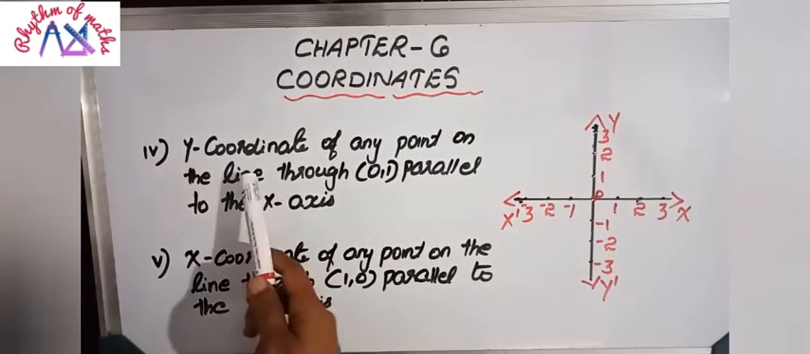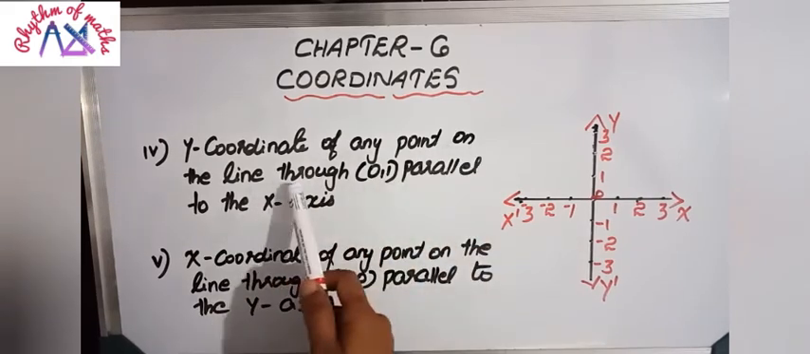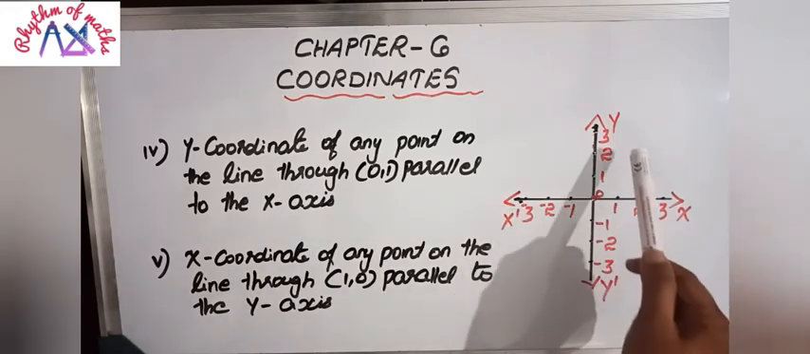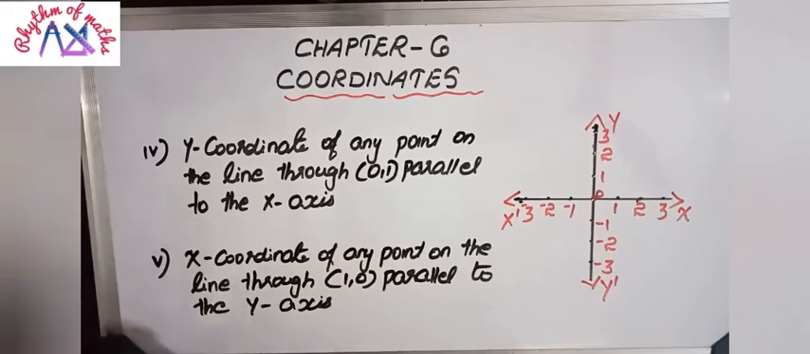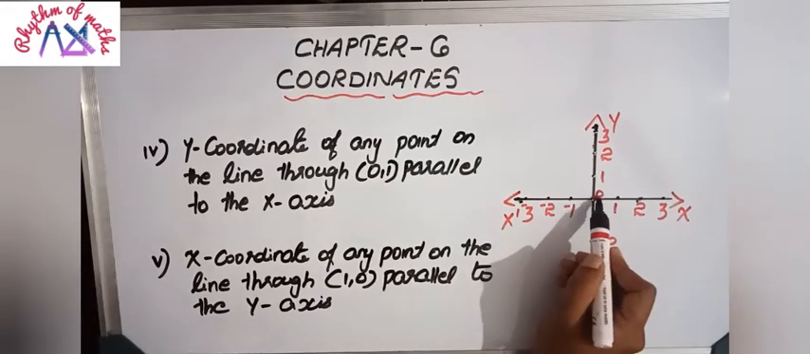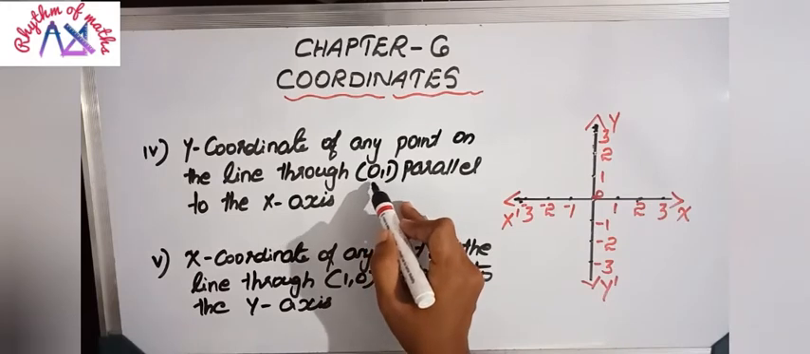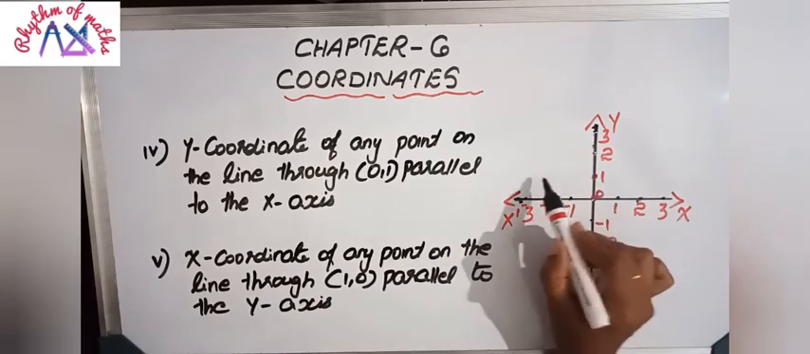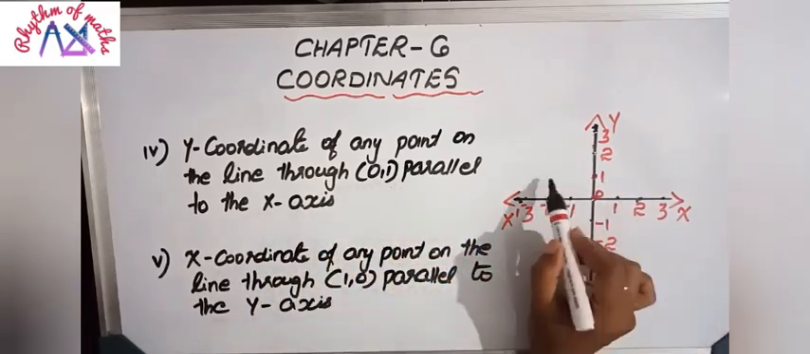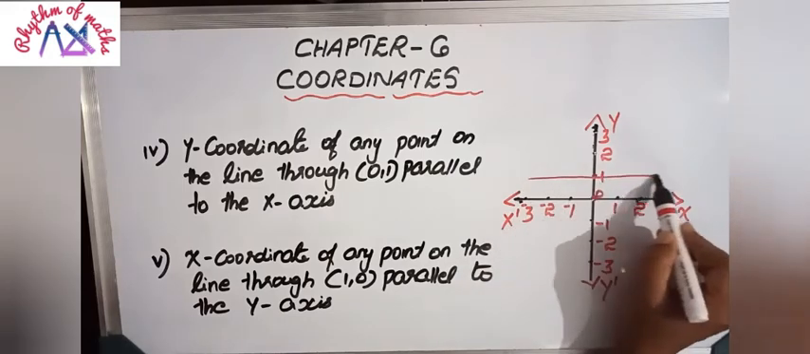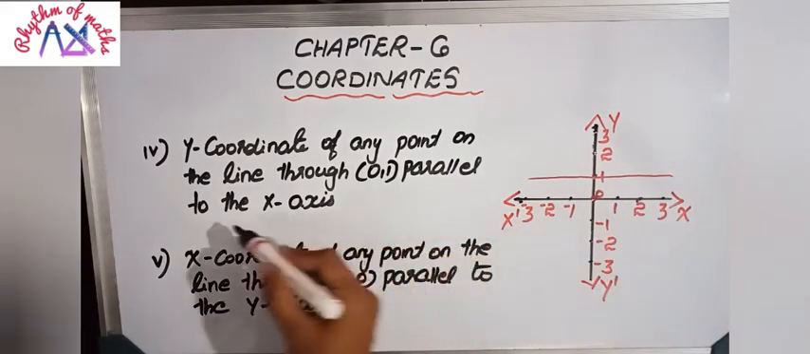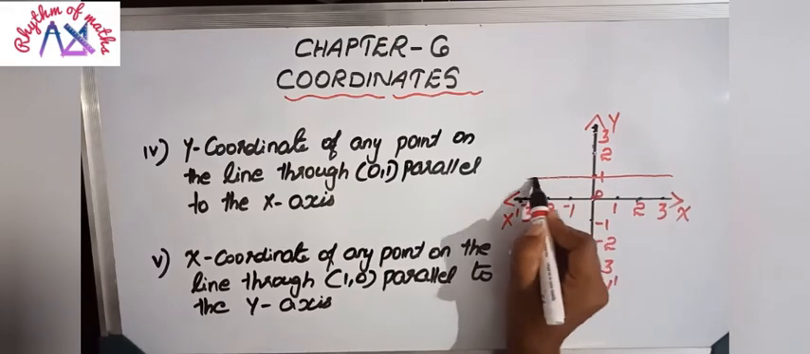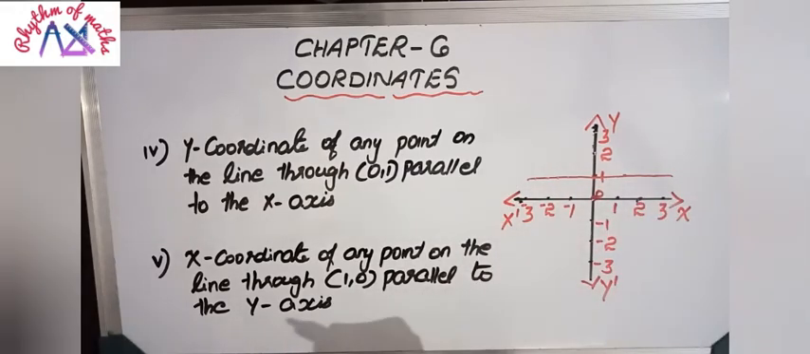Now the fourth sub-question is the y coordinate of any point on the line through (0, 1) parallel to the x-axis. Okay, parallel to the x-axis through which point? (0, 1). So (0, 1) means 0 is the x coordinate and 1 is the y coordinate, positive. Through this point we can draw a line parallel to the x-axis, and this will be the line. And what will be the y coordinate of any point on this line?